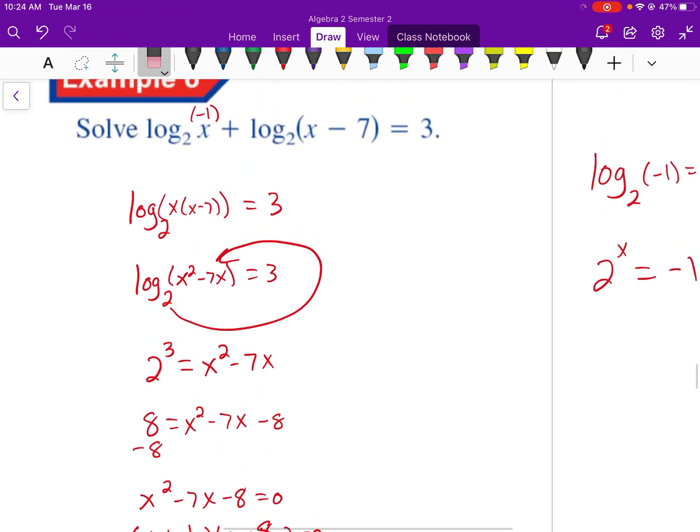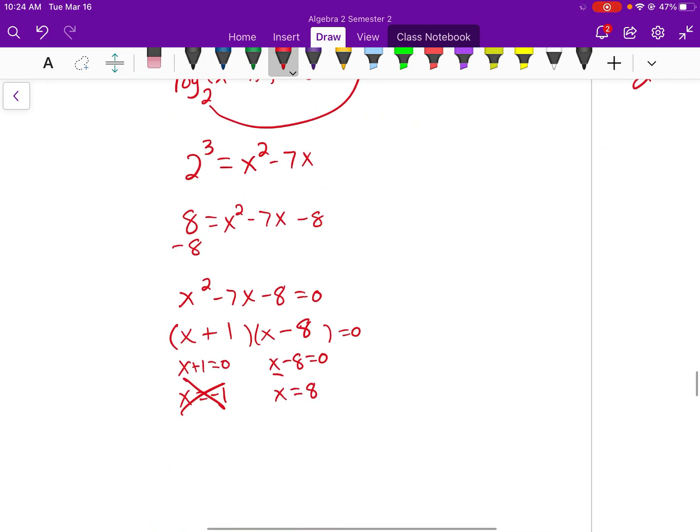So log base 2 of 8, plus log base 2 of 8 minus 7, which would be 1. Log base 2 of 8 is 3, plus log base 2 of 1, that is 0. Anytime the argument is 1, the log is equal to 0. 3 plus 0 does equal 3. So 8 does work.